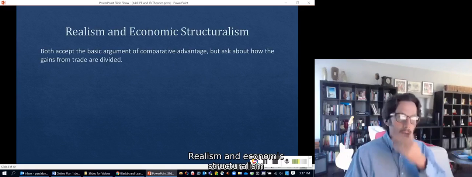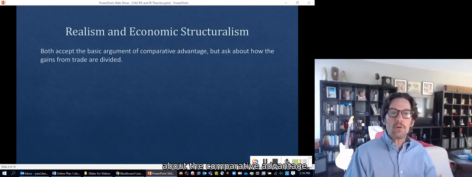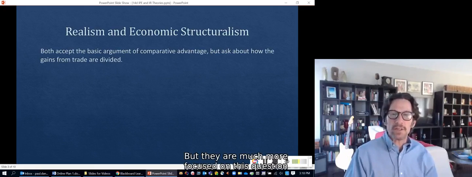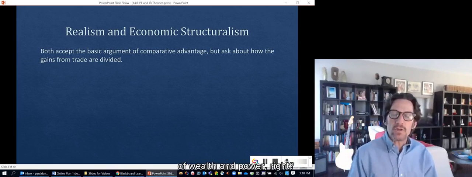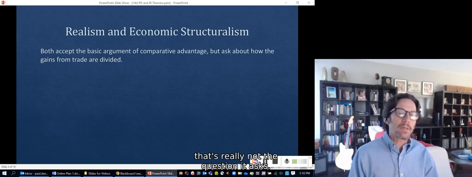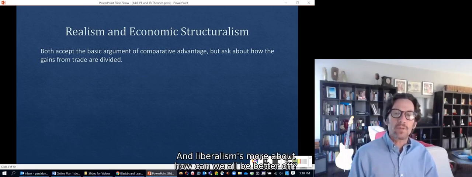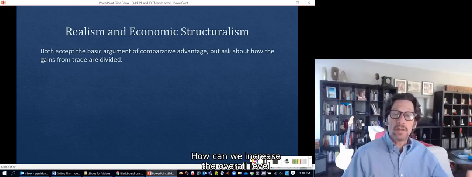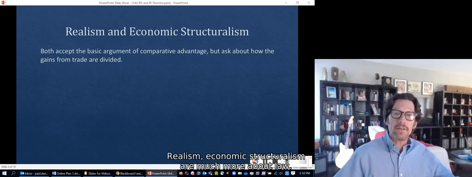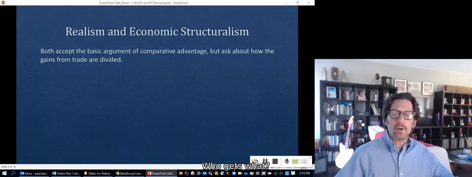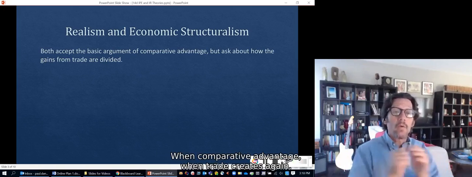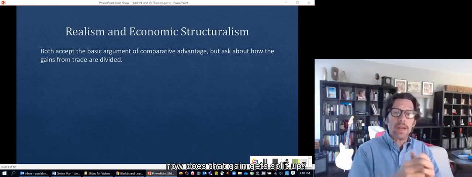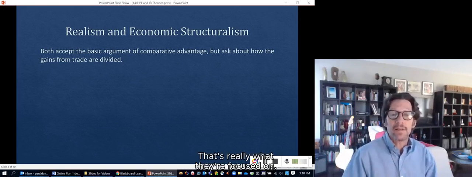Realism and economic structuralism both accept the basic argument about comparative advantage, but they are much more focused on this question of how the gains from trade are divided. They're concerned about the distribution of wealth and power, right? Whereas liberalism, that's really not the question it asks. Liberalism's more about how can we all be better off? How can we increase the overall level of wealth and efficiency? Realism and economic structuralism are much more about, well, who gets what, right? When trade creates a gain, how does that gain get split up? That's really what they're focused on.